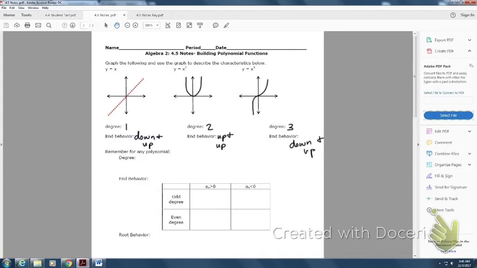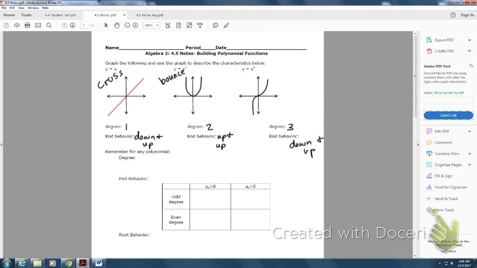So these x-intercepts that I have graphed up here, what we're going to consider these. If it's a linear factor, we're going to call it a cross. It's just going to go right through the x-axis. That's it. If it is squared, we're going to consider that a bounce.